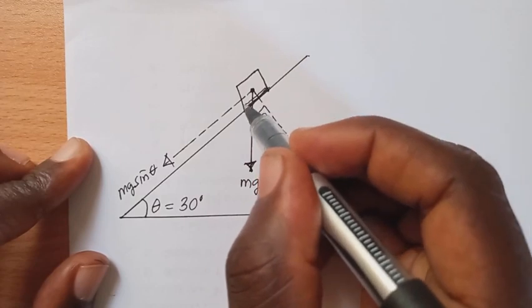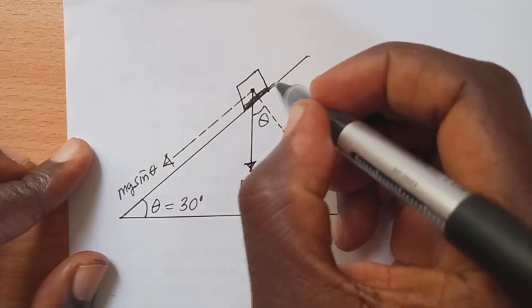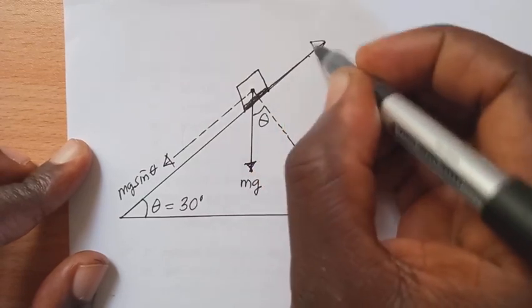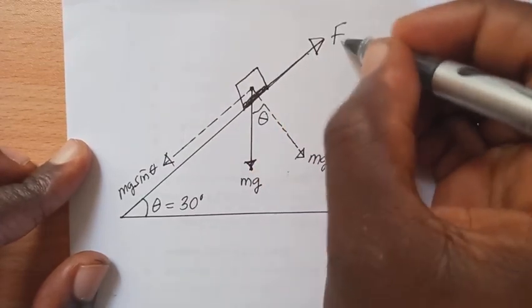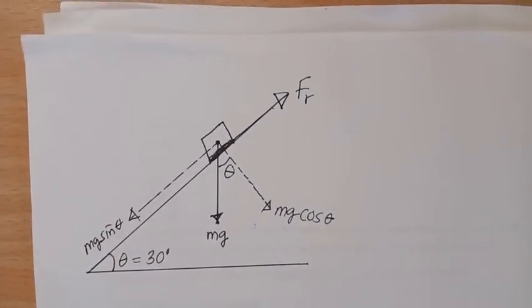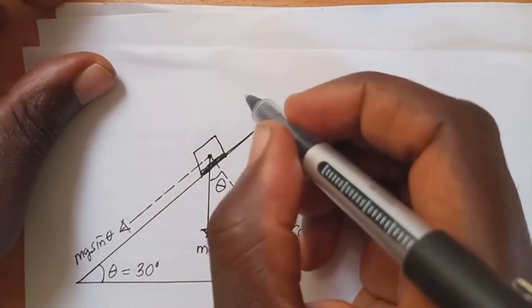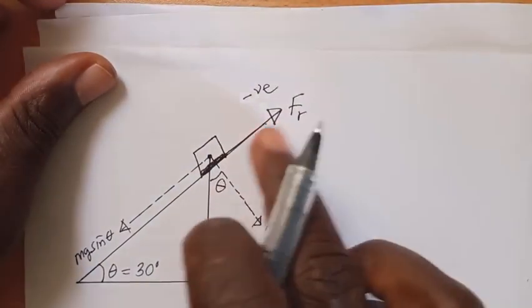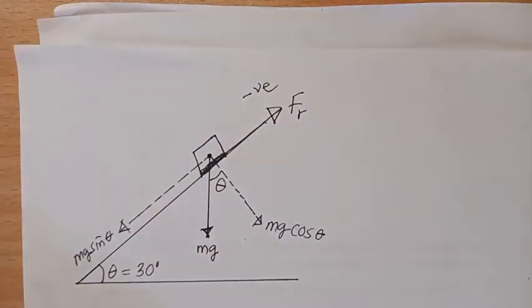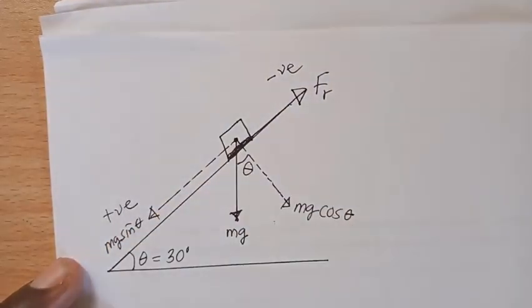The black surface and the plane surface are in contact here, so the frictional force exists in this direction, and we can call it F sub R. Great. Now, a force that opposes motion is usually given a negative sign, so we consider this force negative, and this force is in the direction of motion, so we will consider it as positive.